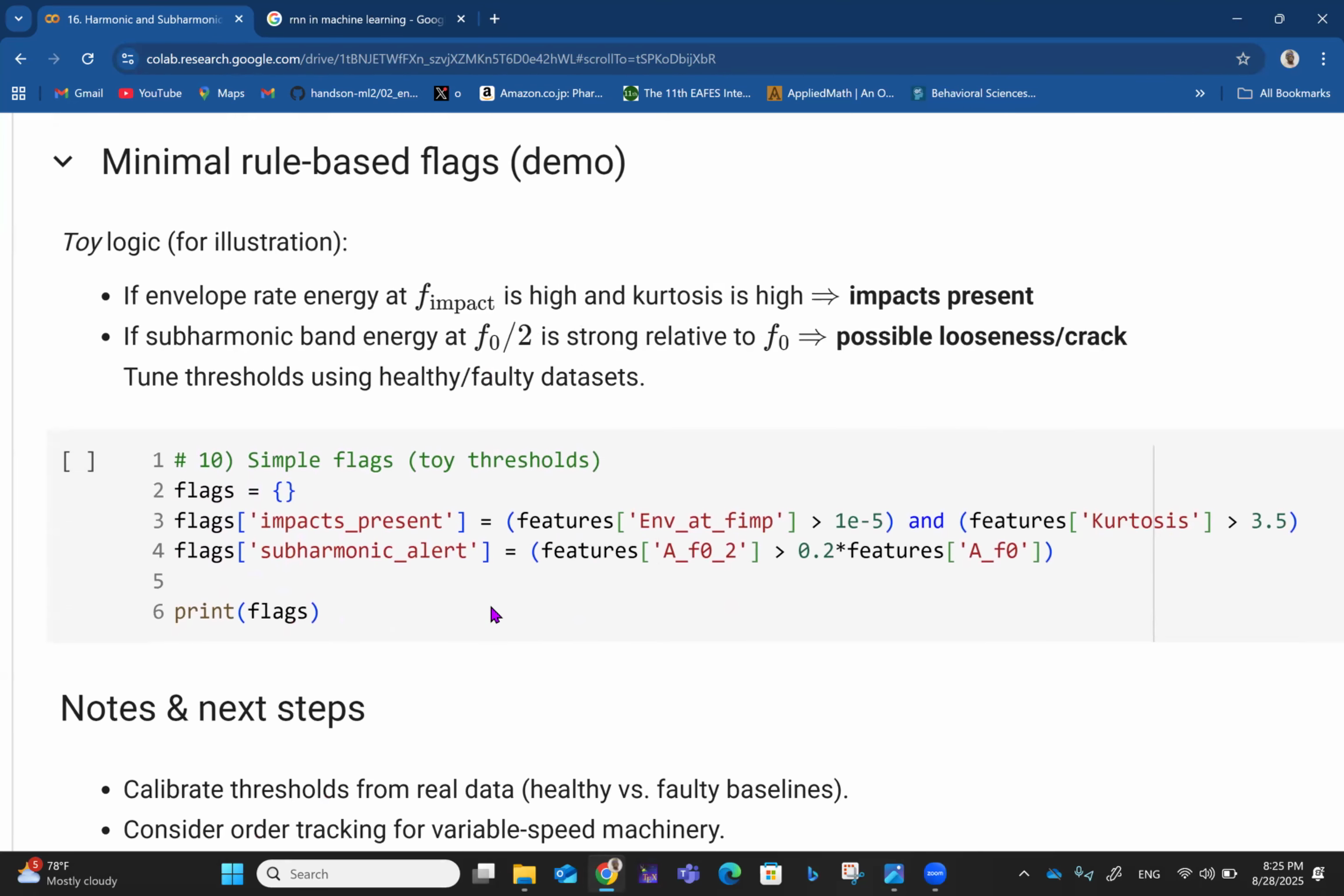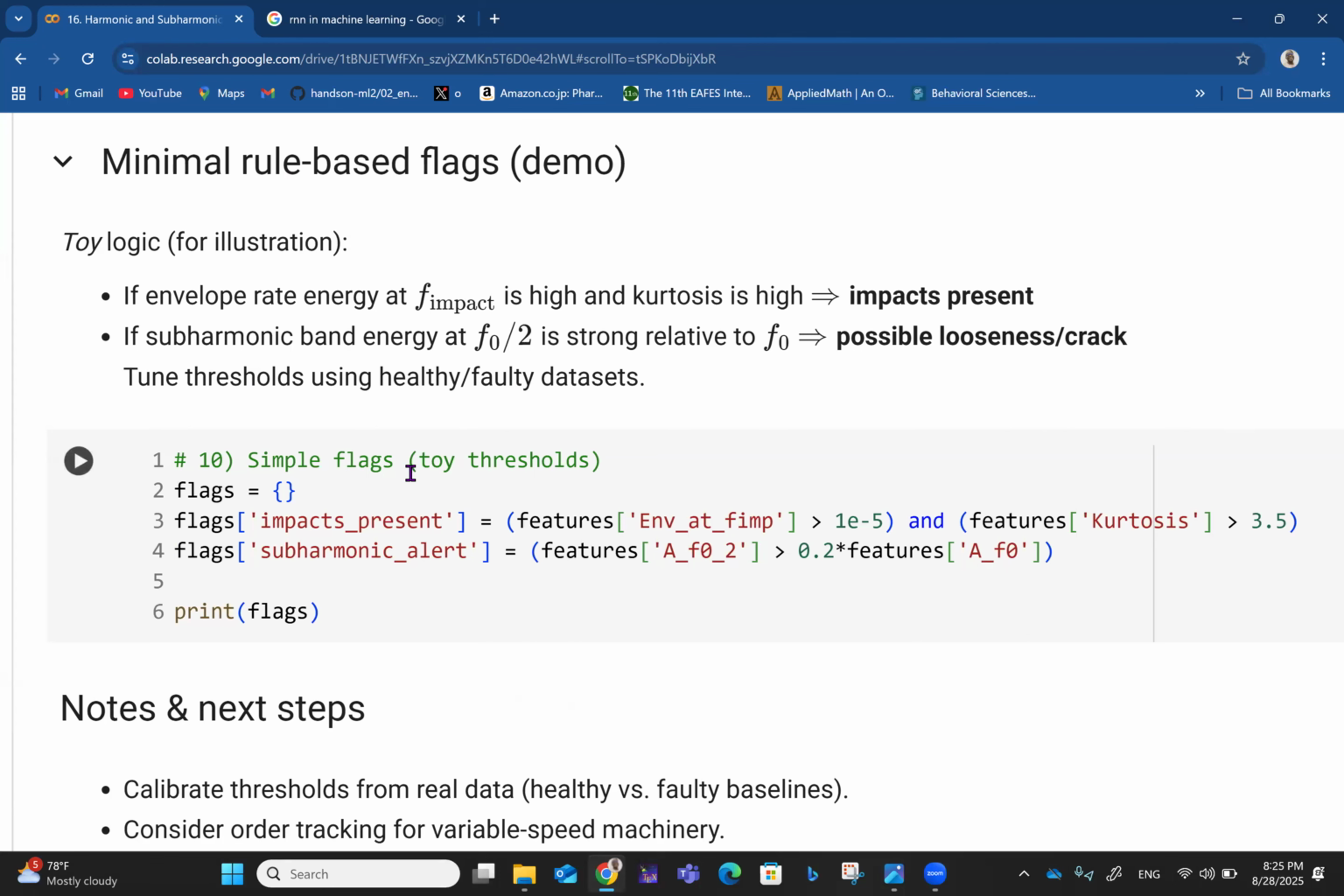So let's talk about some minimal rule-based flags. Let's use a toy logic for illustration. If the envelope rate energy at F impact is high and kurtosis is high, we have impact present. Then if the subharmonic band energy at F naught over 2 is strong relative to F naught, we have possible looseness or crack. Then we can tune thresholds using healthy or faulty data sets.